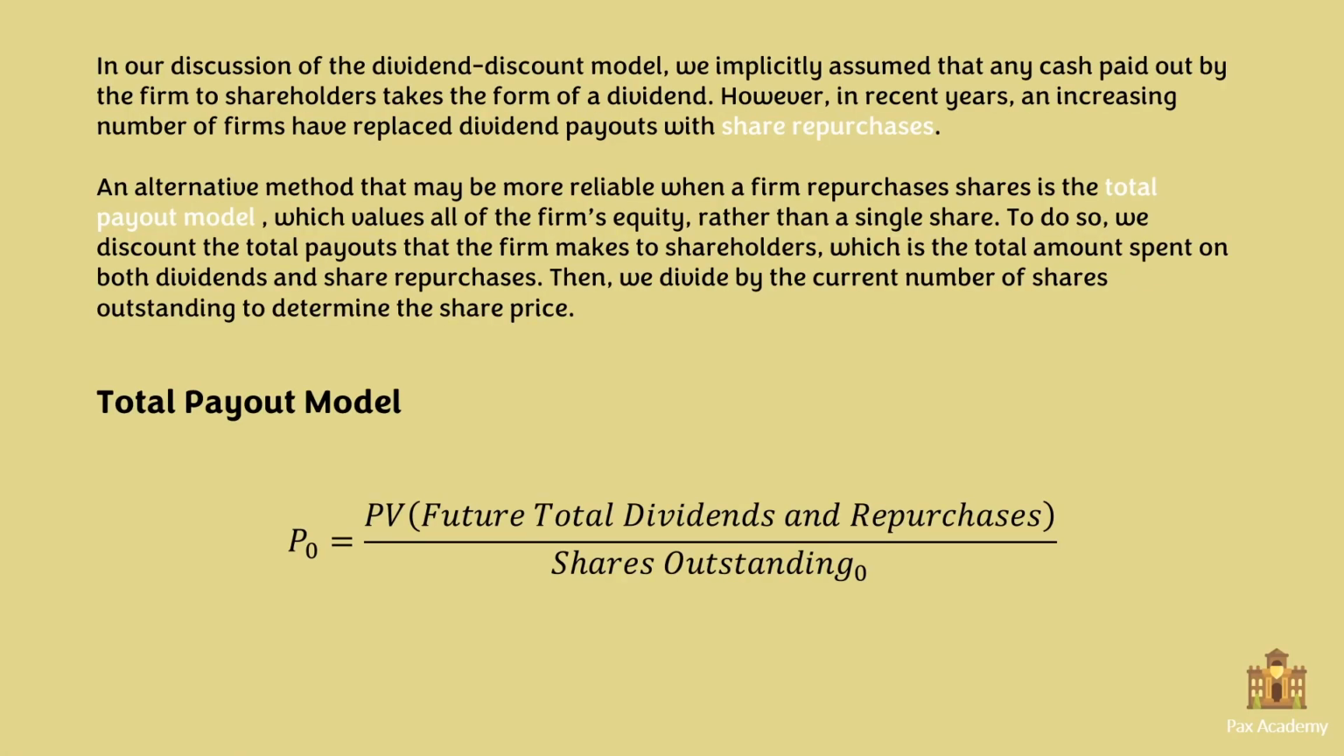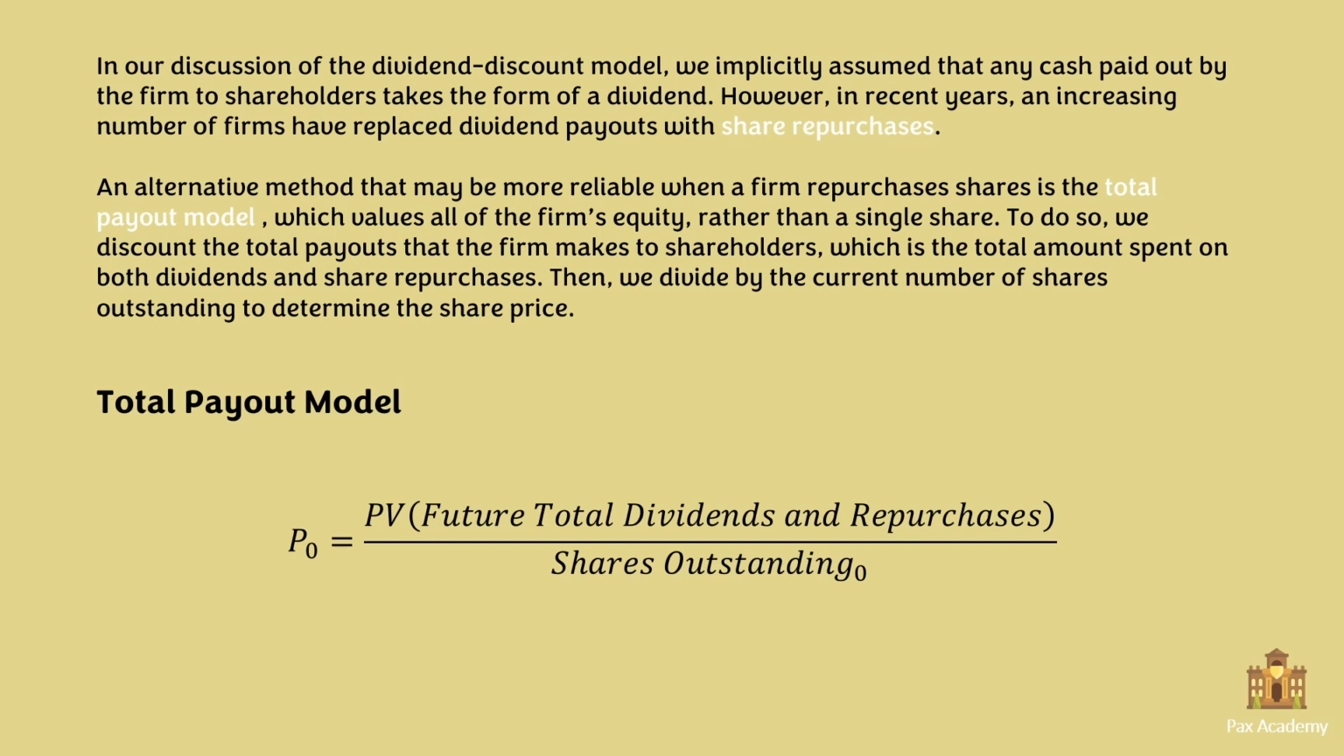Today, let's talk about the total payout model. In our discussion of the dividend discount model, we implicitly assumed that any cash paid out by the firm to shareholders takes the form of a dividend. However, in recent years, an increasing number of firms have replaced dividend payouts with share repurchases. Therefore, an alternative method that may be more reliable when a firm repurchases shares is the total payout model, which values all of the firm's equity rather than a single share.